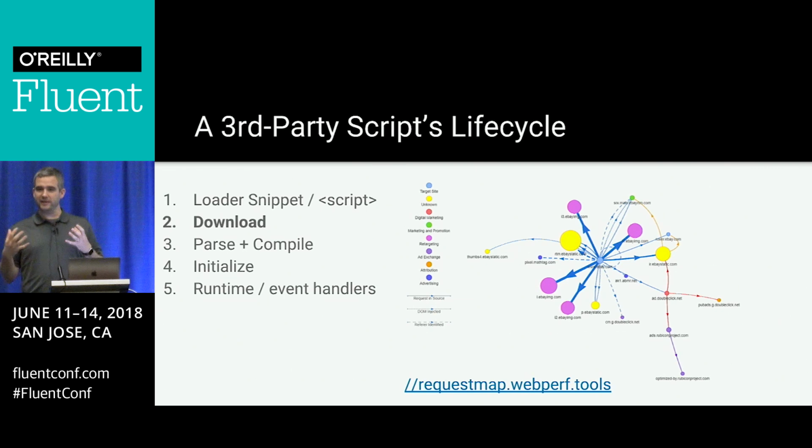A great way to help visualize this when you're putting a script on your page is to use tools, something like Request Map from Simon Hearn. You can get that at webperf.tools. And it can help you visualize all the different dependencies that one third-party library is fetching, even when you're just dropping in that one line of JavaScript.